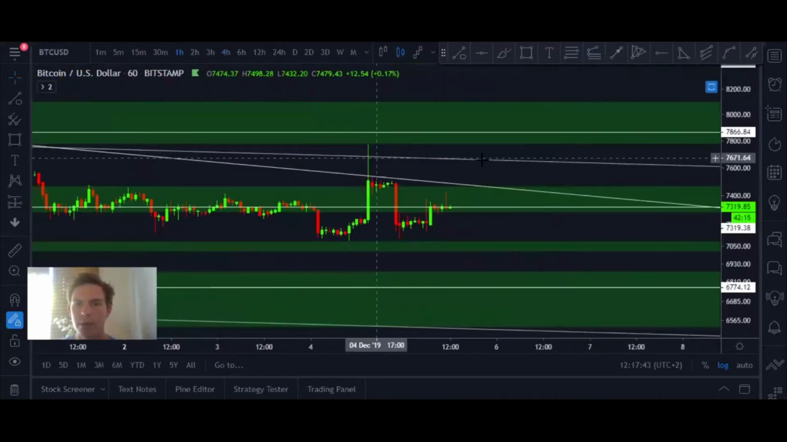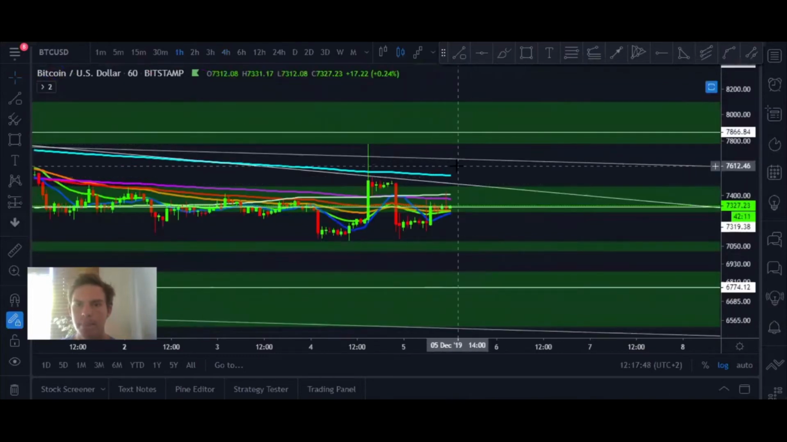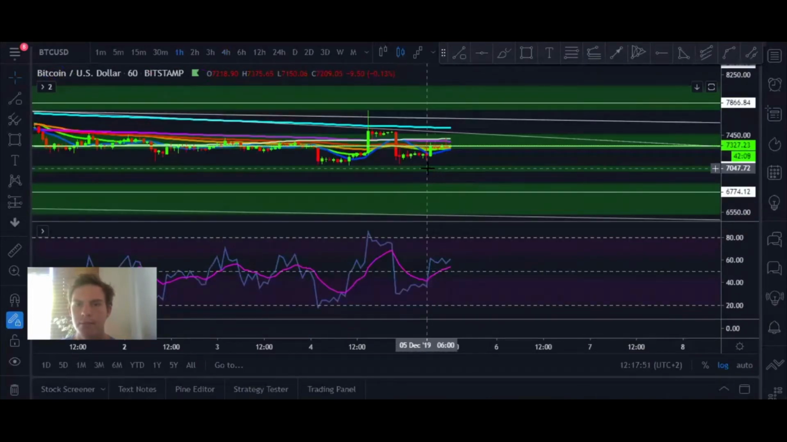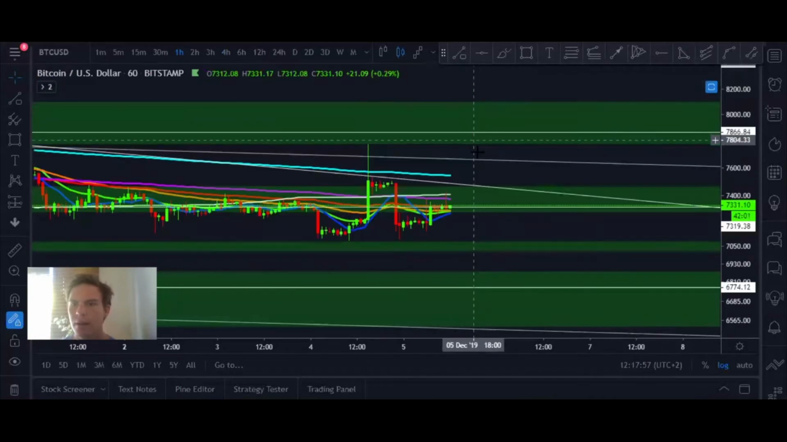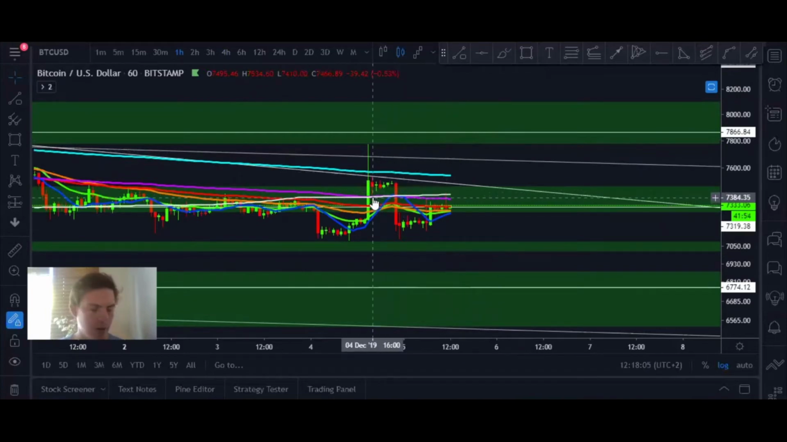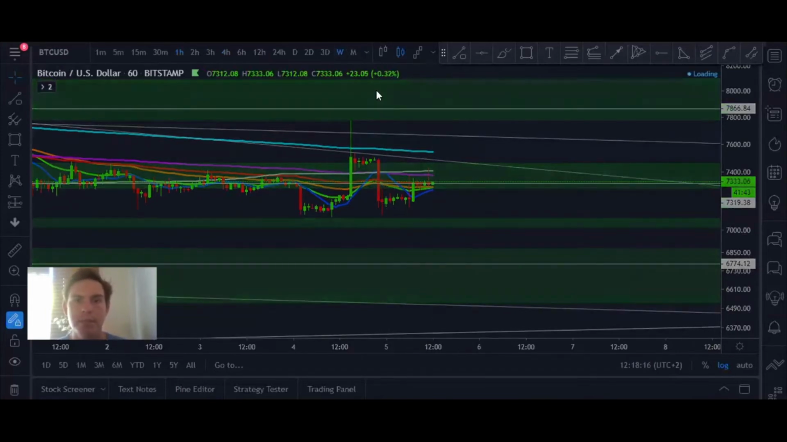On the hourly, I also want to see if we've got a little bit of, no, not really bearish divergence, but close enough. I do think that we are being rejected right here from our previous support, which is now our resistance level. And I think that this will probably keep pushing the price back down to at least this low right here. So that's what I'm looking for with Bitcoin on the macro time frames.